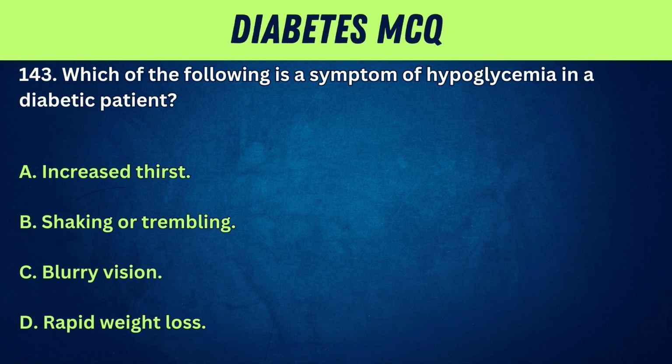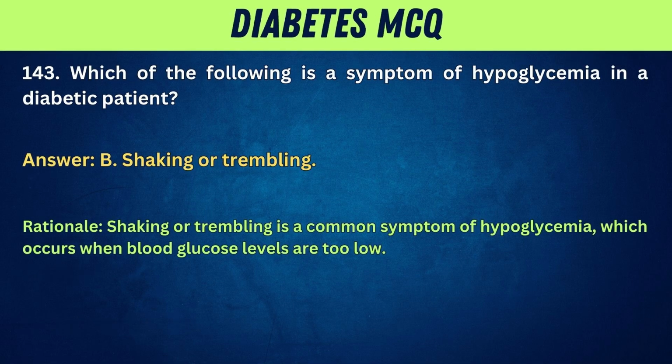143. Which of the following is a symptom of hypoglycemia in a diabetic patient? A. Increased thirst. B. Shaking or trembling. C. Blurry vision. D. Rapid weight loss. Answer: B. Shaking or trembling. Rationale: shaking or trembling is a common symptom of hypoglycemia, which occurs when blood glucose levels are too low.